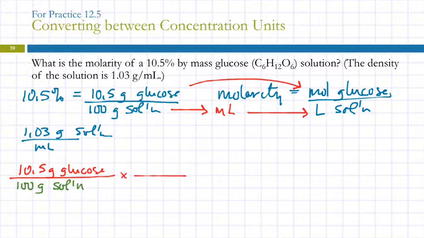So grams of glucose to moles of glucose, that's going to be the molar mass. We're given the formula: 6 times 12.01 plus 12 times 1.008 plus 6 times 16, 180.156 grams per mole for the glucose. So that converts grams of glucose into moles of glucose. Anybody with me on that?